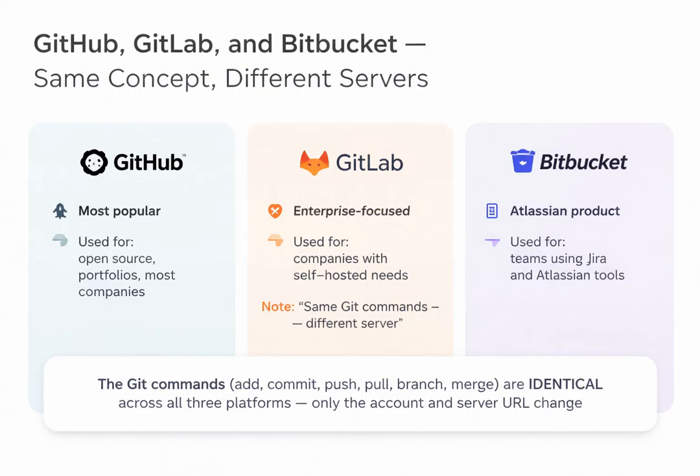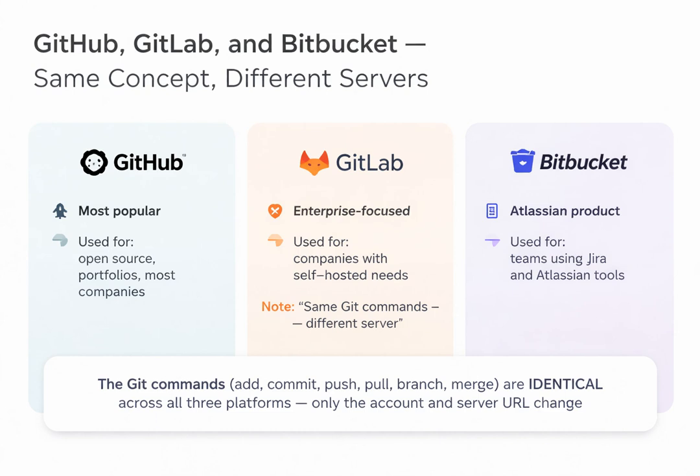One important clarification worth making: GitHub is not the only remote Git server out there. You'll also hear about GitLab and Bitbucket. GitLab is popular in enterprise environments and can even be self-hosted on a company's own servers. Bitbucket is made by Atlassian and integrates well with tools like Jira.